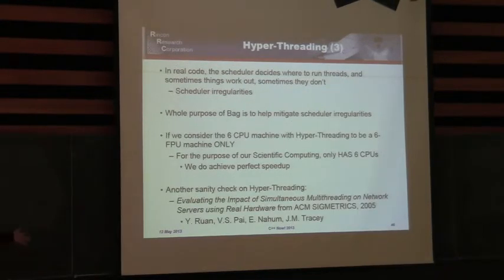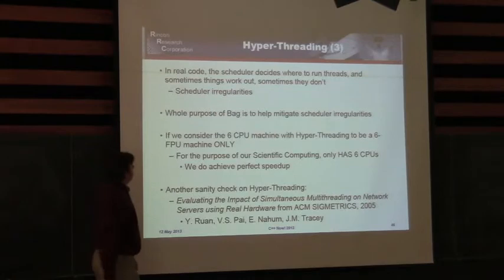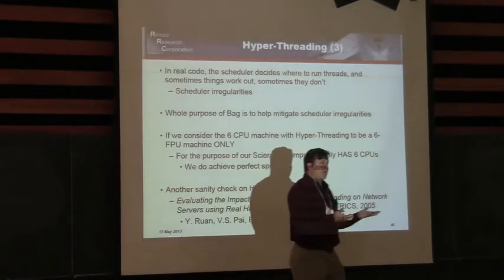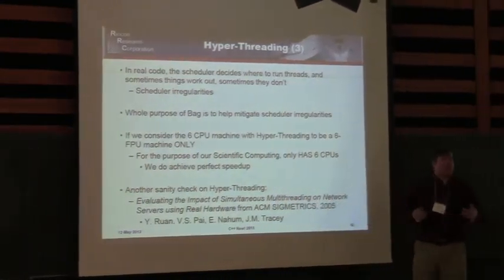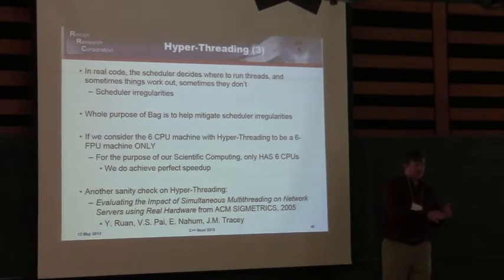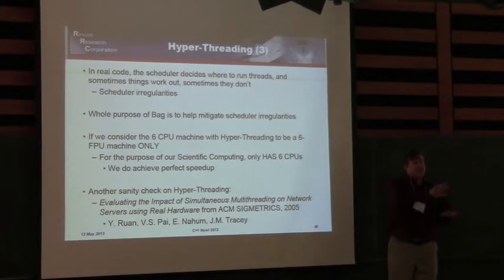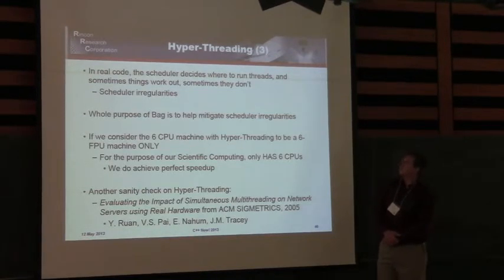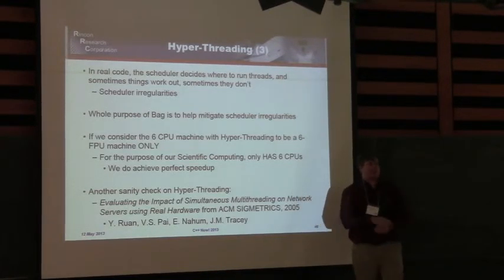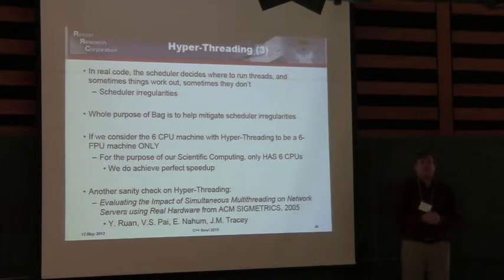So, in real code, a scheduler decides where to run threads, and sometimes things work out, and sometimes they don't. If it schedules 2 of these together on the same CPU, so that you can't run in parallel, well, it's just kind of the way it goes. So this is a scheduler issue. Hyperthreading can really interfere with how your floating point program gets scheduled.